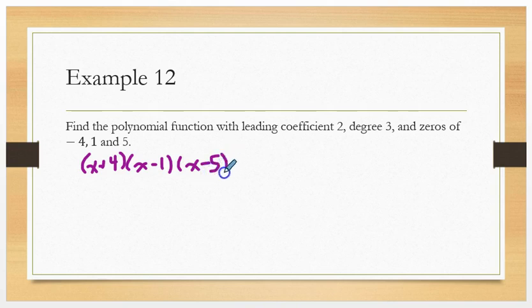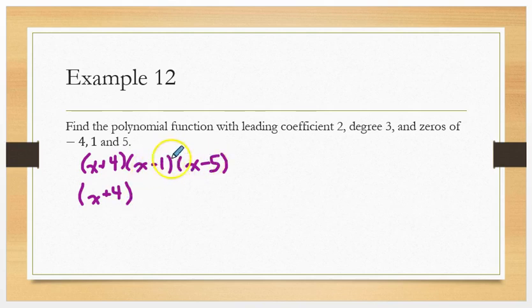So the idea is if I multiply these together, I would get a polynomial. Now, they want to be a little more specific with this because they want this to come out to a degree of 3 and a coefficient of 2. So I'm just going to start distributing this expression out. It doesn't really matter which 2 factors you multiply together first. So in this case, I think I'm going to multiply the x minus 1 times x minus 5. So I'm going to leave x plus 4 alone for a second.